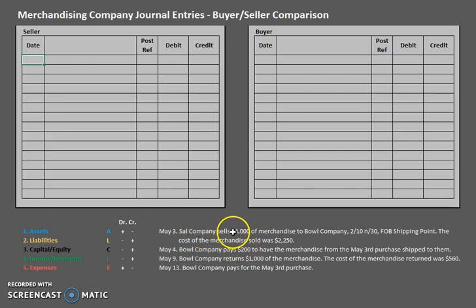Sal Company is selling $4,000 of merchandise to Bowl Company. Now, before we jump right in, let's take a look at these two different companies. Sal Company is selling and Bowl Company is buying. So in this case, Sal Company is our seller, and Bowl Company is our buyer. So let's take a look at this first transaction and the different information, because there is a lot of information jam-packed into this one transaction on May 3rd.